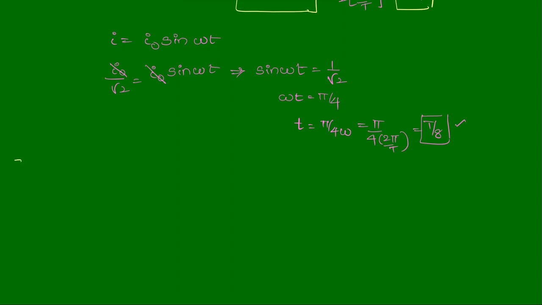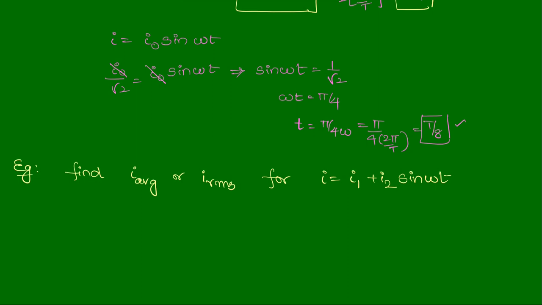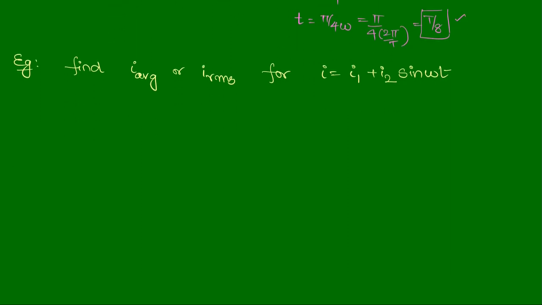Now look at this next example. You are given to find I average or I RMS for a current I is equal to, if it is given like this, I1 plus I2 sine omega t. In that situation, what is our I average formula? They'll ask you I average over a complete cycle. So I am taking over a complete cycle.